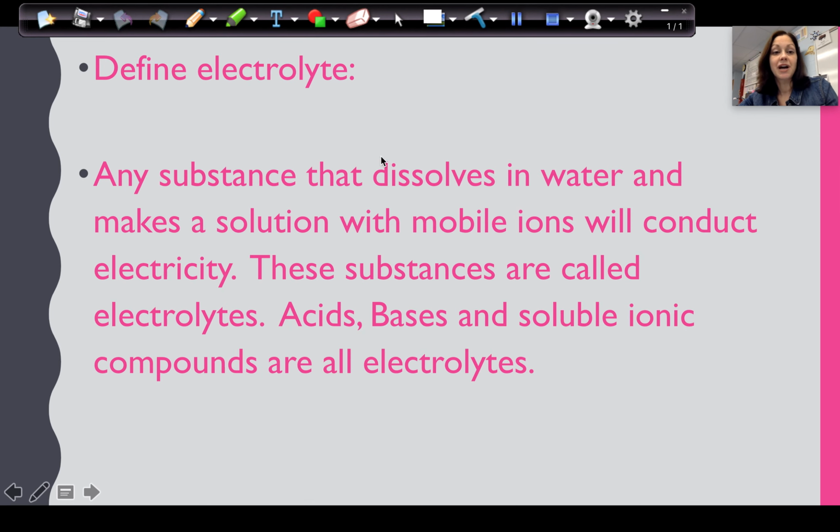First thing we talked about in this chapter was electrolytes, and an electrolyte is any substance that dissolves in water to make a solution that has mobile ions. Once you have mobile ions in solution, this solution will conduct electricity, and the reason why they're called electrolytes is because of this ability to conduct electricity. We measured this with the Vernier probes, and we saw the conductivity on the screen was high for acids, bases, and soluble ionic compounds. Anything that has ions in solution has a high conductivity. We also were able to see that the light bulb lit up for the electrolyte solutions.